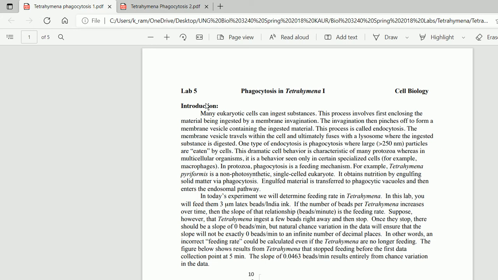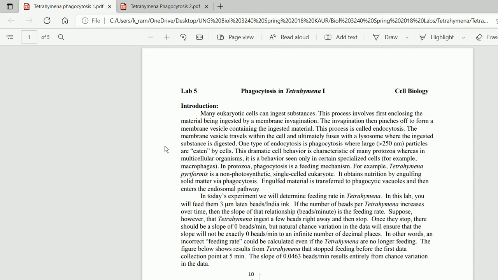So basically in this lab, we are going to study the process of phagocytosis, and there are many eukaryotic organisms which feed by this process of phagocytosis. We are going to study the organism called Tetrahymena. These tetrahymenas are basically non-photosynthetic single-celled eukaryotes, and they take in nutrition by taking solid material through the process of phagocytosis.